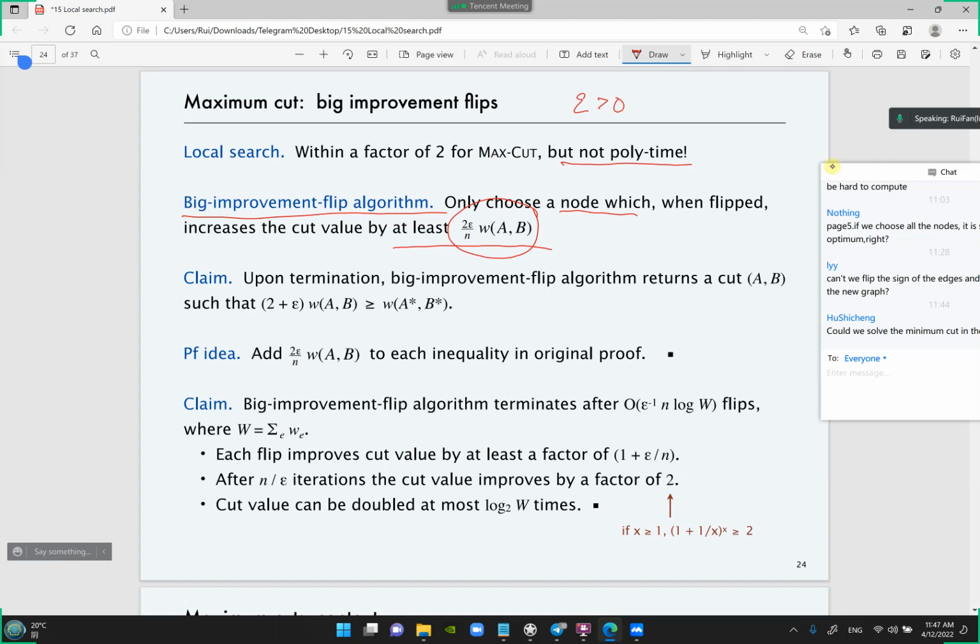Once you use this big improvement algorithm, each time you run an iteration, you're basically going to improve your solution by a factor of 1 plus epsilon divided by n. Because suppose this thing here is, let's say, 1%. Then I'm only going to take a flip if it improves my solution by 1%. So every time I run this algorithm, I improve my cut by this factor. That means that if I run for n divided by epsilon iterations, my total improvement is going to be this factor to the n divided by epsilon power.